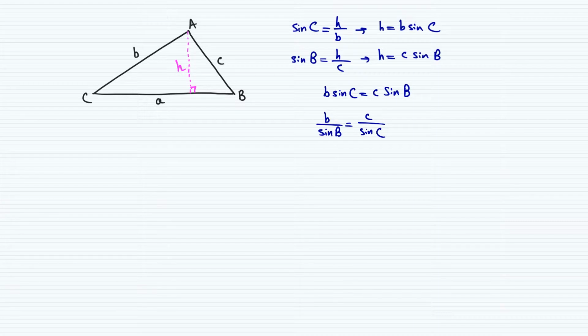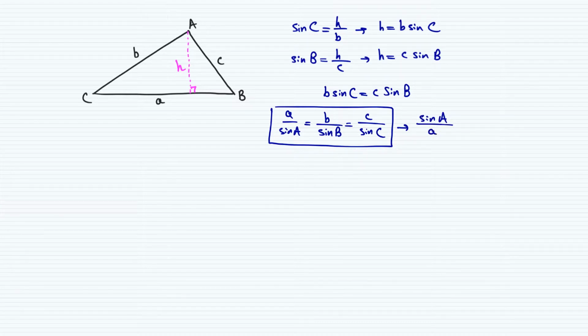You can draw another height for a different base, and you will come up with the fact that A over sine A will also be here. So this is pretty much the sine rule, and if we take the reciprocal of everything, we can also write it as sine A over A is equal to sine B over B, which is equal to sine C over C.